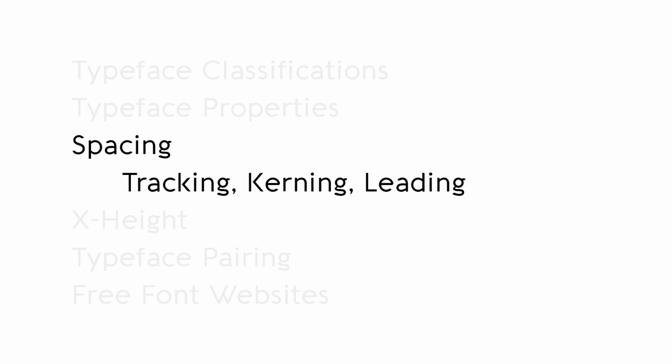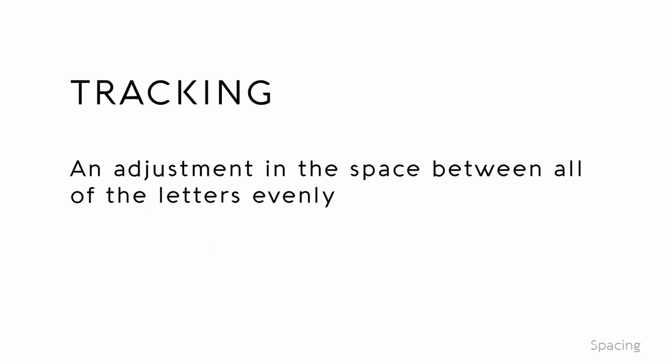Spacing is the adjustment of space between the letters and lines. Tracking is an adjustment in the space between all of the letters evenly. It is used to increase readability, but adding too much tracking can look bad, so do it incrementally.